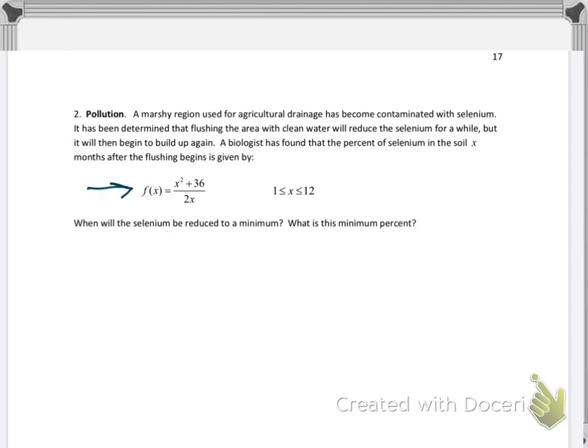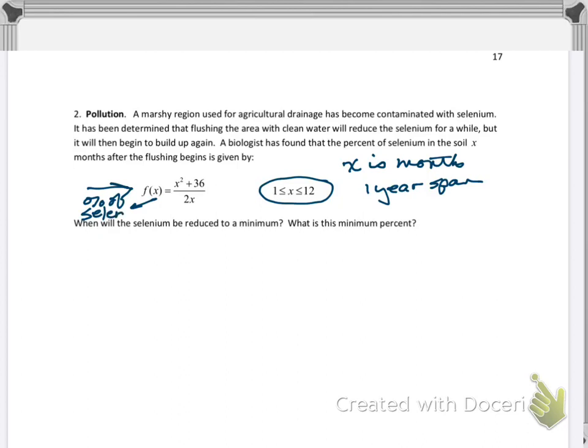What does this mean? So x is going to be the months, and we're analyzing this over a 1 year span. That's why our months go from 1 to 12. All right, so that's important. This f of x is a percentage. So this is the percentage of selenium in the soil.